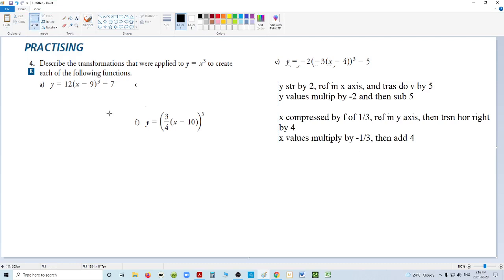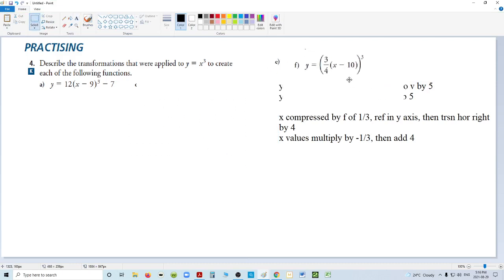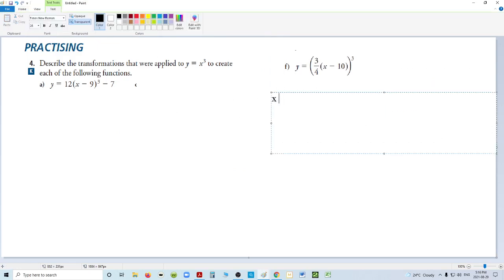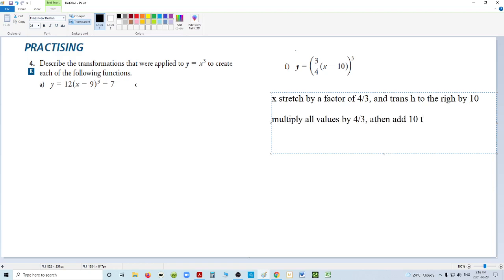And finally, the last one is a cubic. Sorry if I haven't named the graphs. And it's very, very straightforward. It is an x stretch by a factor of 4/3, and translated horizontally to the right by 10, which means multiply all x values from your parent graph by 4/3, then add 10 to them. The y values just stay the same. And you'll be able to plot that graph.